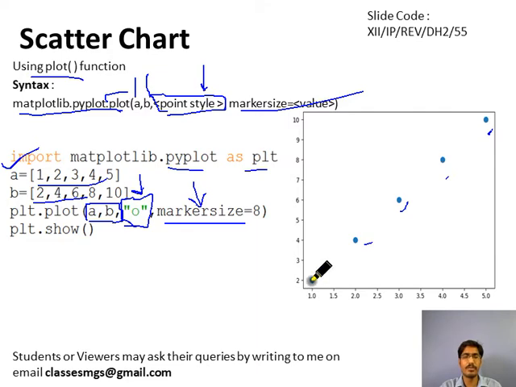For 1 we have the value 2, for 2 we have the value 4, for 3 we have the value 6, for 4 we have the value 8, and for 5 we have the value 10. This is how you can map. So this is how you can draw the scatter graph using the plot function. Keep this in mind.